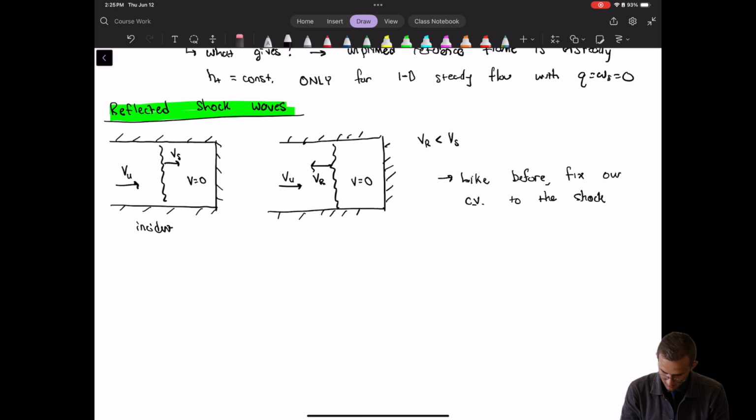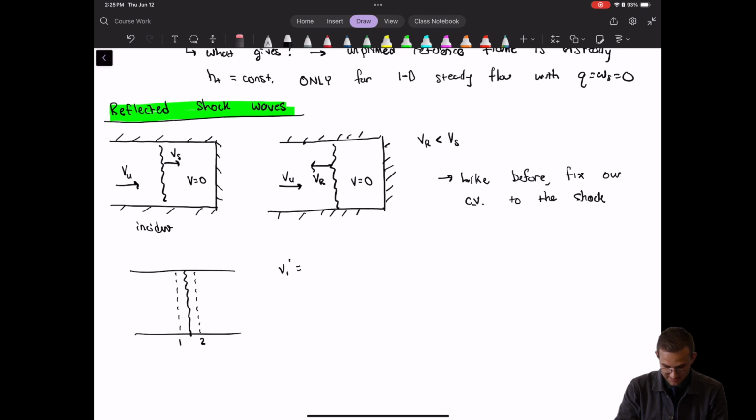So now it just becomes the same sort of setup that we had before. We draw our tight-fitting control volume around it. We have state 1, state 2. And then V1 prime in our new reference frame where we're traveling with the shock.